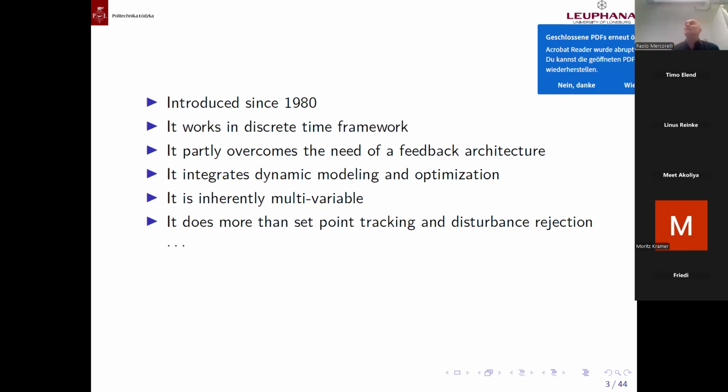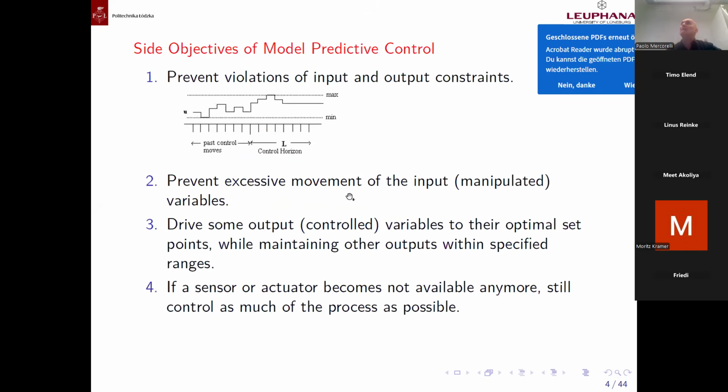We can also consider inside this framework how to reject disturbance. Disturbance is something which we don't want in the control loop. It's something which deviates our variable from our goal. And we can also compensate for it in this frame here.